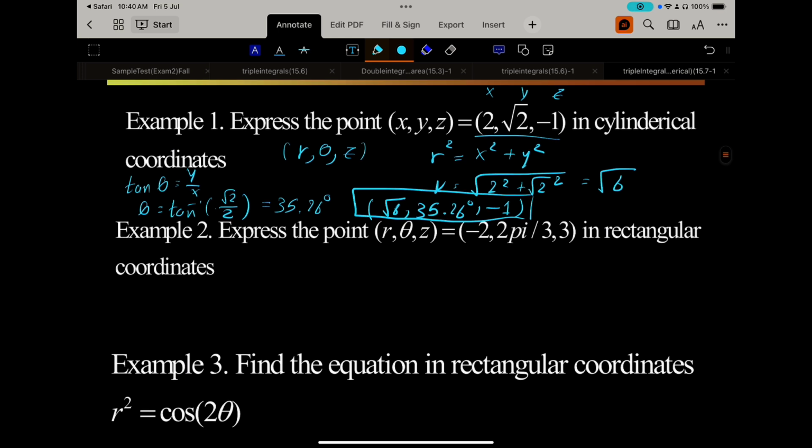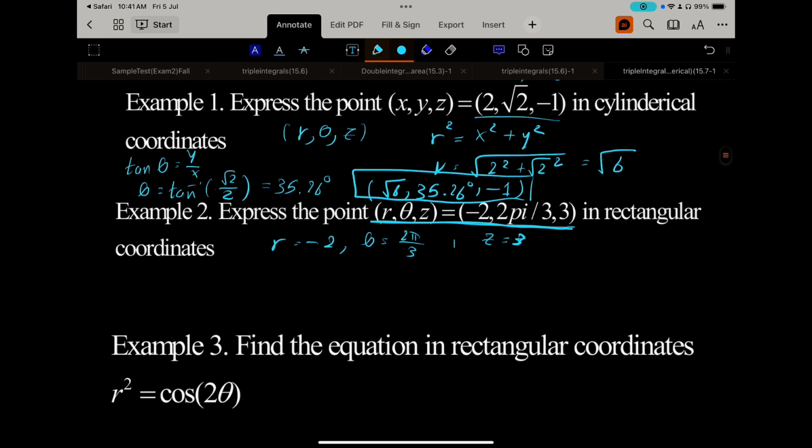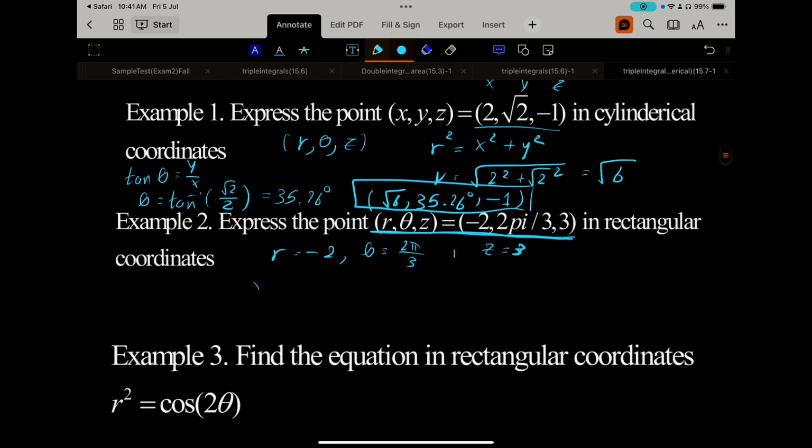Now let's take example 2. So he wants us to express this point in cylindrical coordinates into rectangular coordinates. So we do the opposite. So we have r equals -2, and we have theta equals 2 pi over 3. He's expressing it in radians, so we can use radians now. And z equals 3. Now z will remain the same for rectangular and cylindrical coordinates. Now we want to find x and y, so we can use this formula: x equals r cosine theta, and y equals r sine theta, and basically r is -2, and then cosine of 2 pi over 3, so you'll get -2 times cosine of 2 pi over 3.